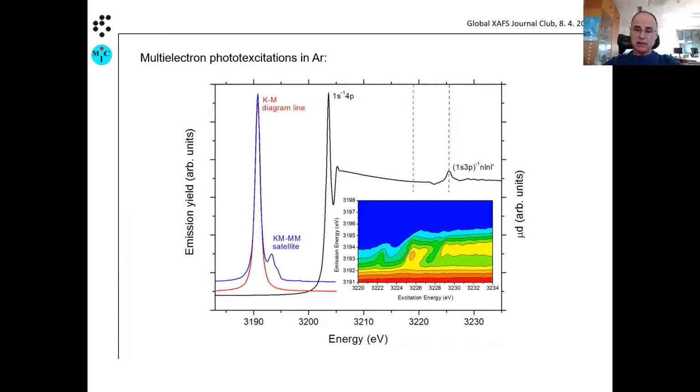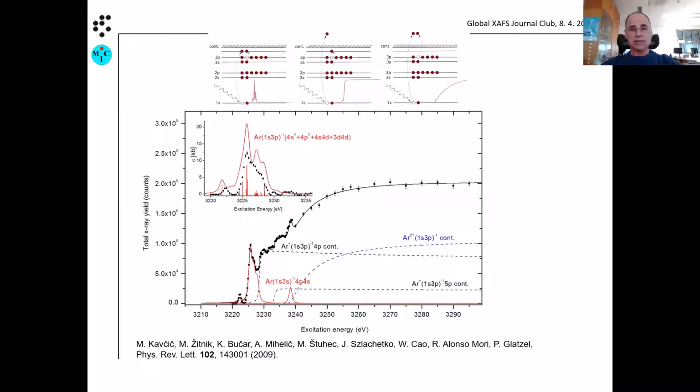So basically, what we have done here was a relatively straightforward and simple experiment, but very informative. We can get all the information about this 1s3p double excitation. By following the evolution of this line, we see the different mechanisms and so on. I will not go so much into details here because I want to move on to, let's say, more interesting materials, at least for the community.